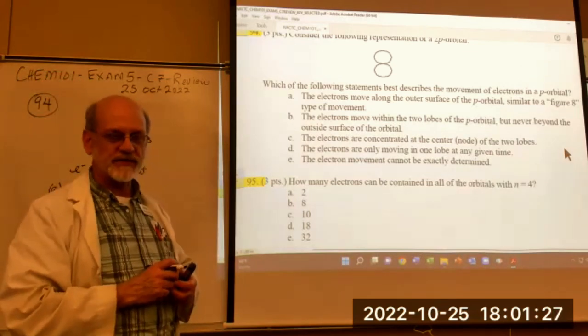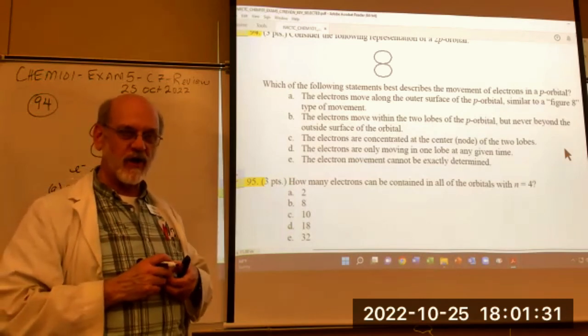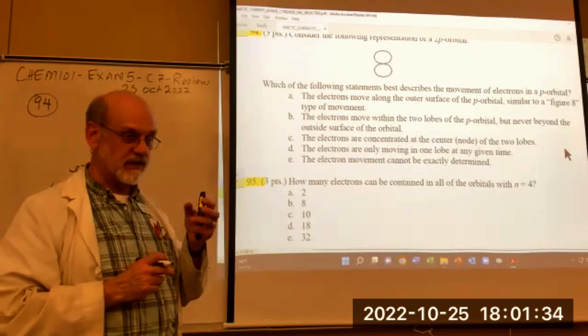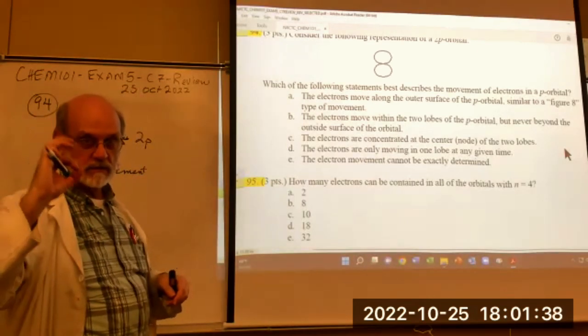C, the electrons are concentrated at the center, the node of the two lobes. No, that's just the opposite. Nodes mean the probability of finding an electron in a node, as drawn here, is zero.